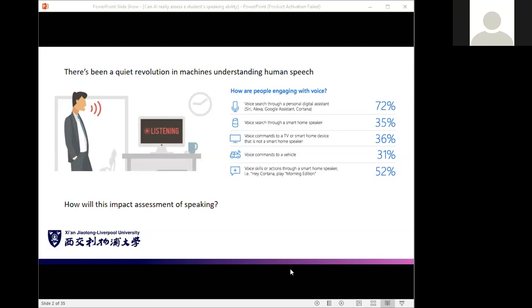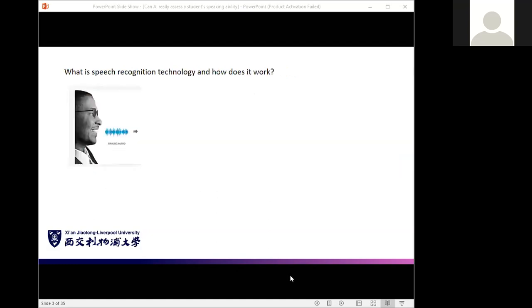So yeah, technology related to speech and voice is all around us. So how will this impact assessment of speaking? And that's what I'll be looking at in this presentation. So what is speech recognition technology, and how does it work?